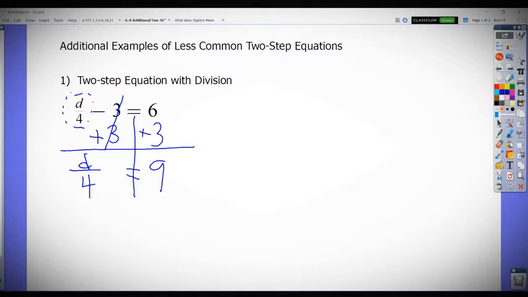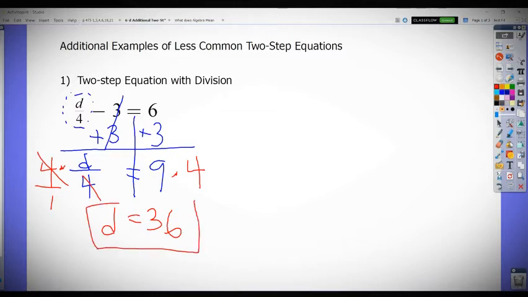Now our next step then is to undo the division here, this d divided by 4. We're going to undo that division by multiplying both sides by 4. Multiplying both sides of the equation by 4. And here, this is really 4 over 1, right? So 4 and 4, they cancel each other out, leaving me with d. And over here, 9 times 4 equals 36. So it looks to me like 36 is the number, the solution here, the number that if I put into the original equation, will make that equation true.